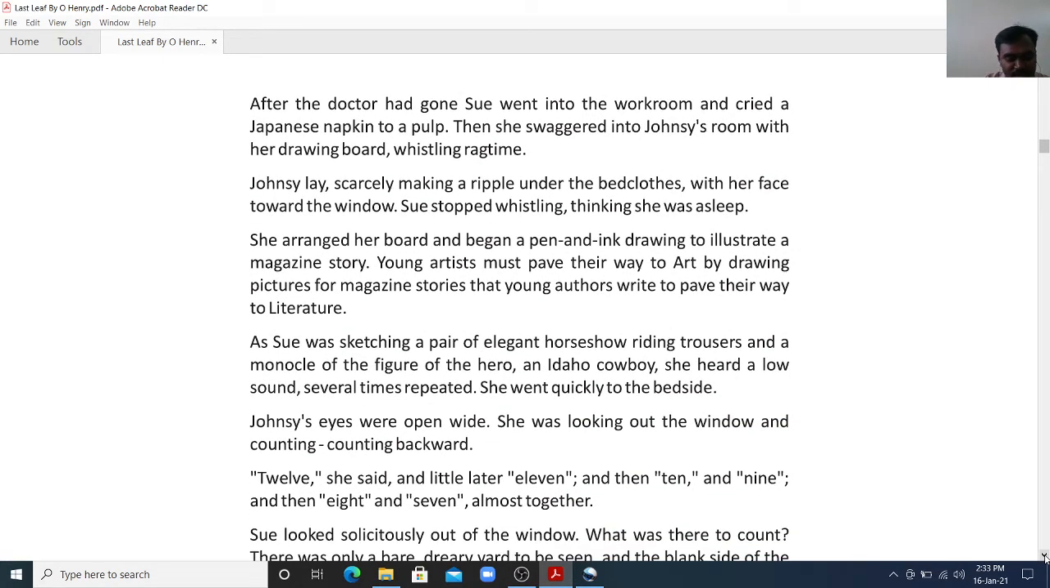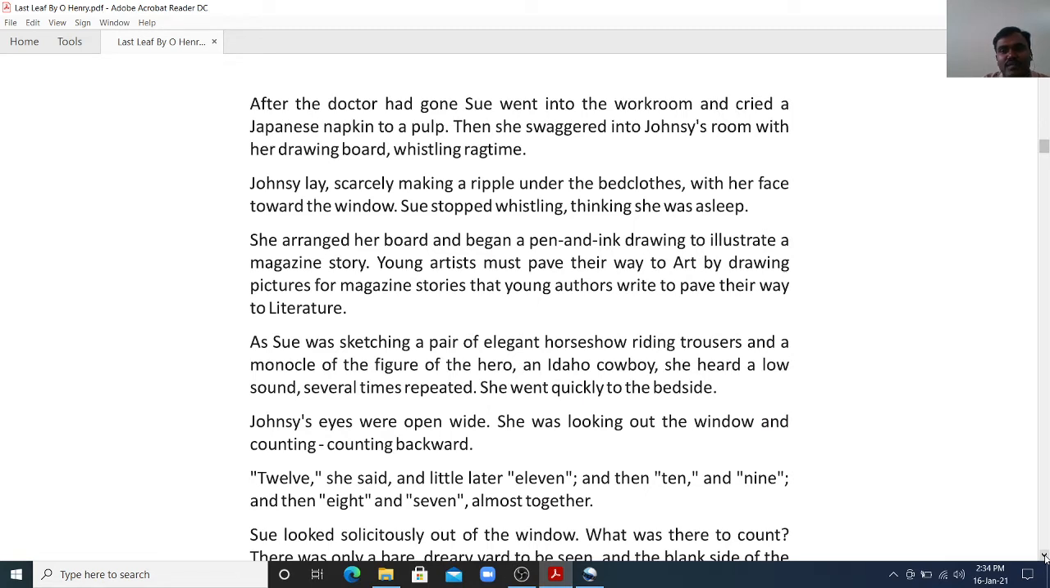After the doctor had gone, Sue went into the workroom. So after the doctor having suggested all that, she went to her workroom, the drawing room, and cried a Japanese napkin to a pulp. So she cried, I mean she wept. Cried a Japanese napkin to a pulp means she cried so that the cloth became wet with the tears.